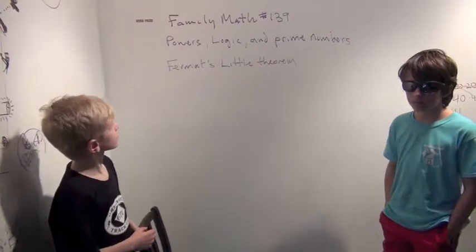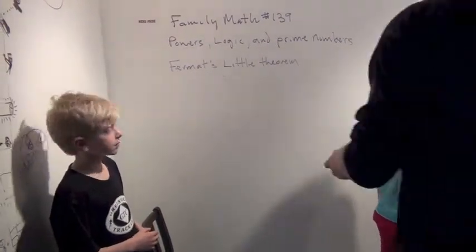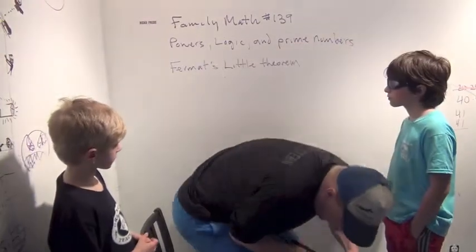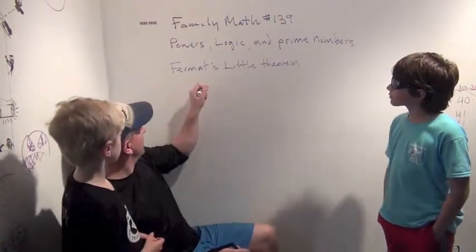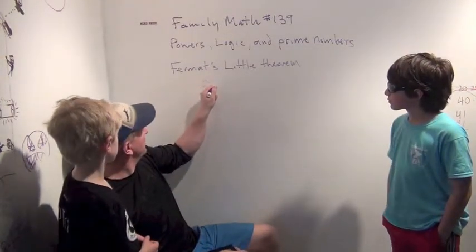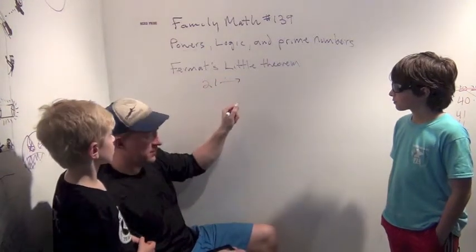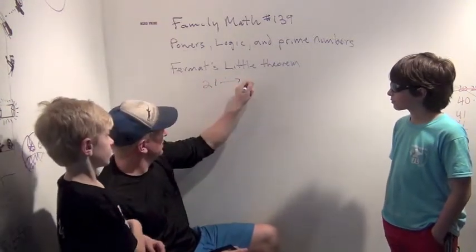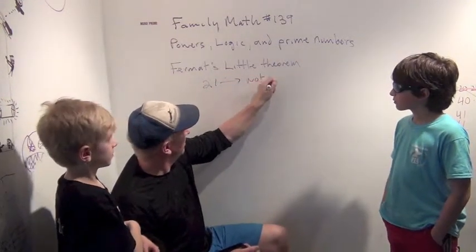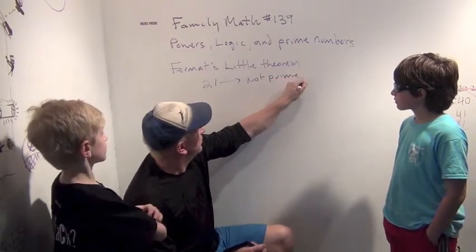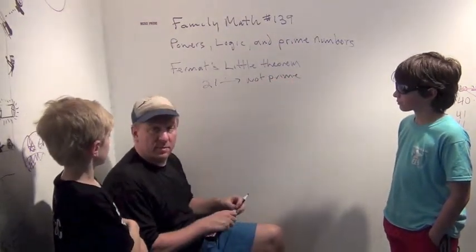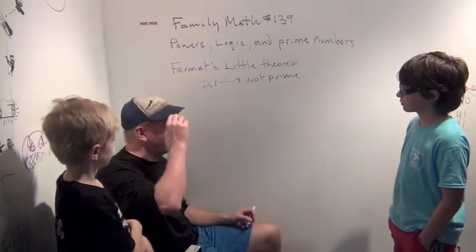Okay, so here's the second part. We're going to take a look at two numbers. We're going to look at 21 first. Now, is 21 prime or not prime? 21 is not prime. So we think it probably won't pass the test. But some not prime numbers do pass the test.